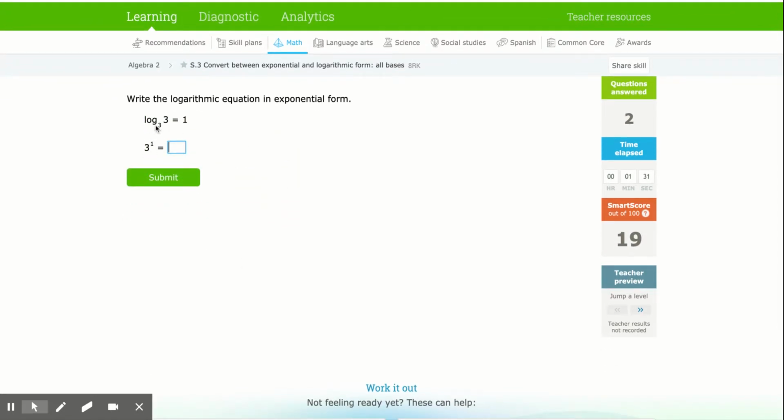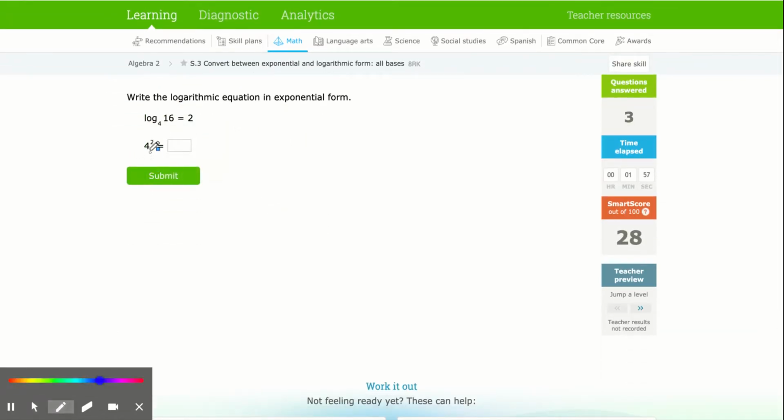So again, they've given us the logarithm base 3. There's my base. So again, what I should really be doing is matching up: base, exponent, the number I want to equal. So that number should be 3, not e, 3.